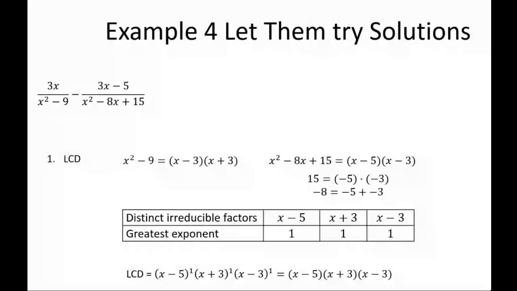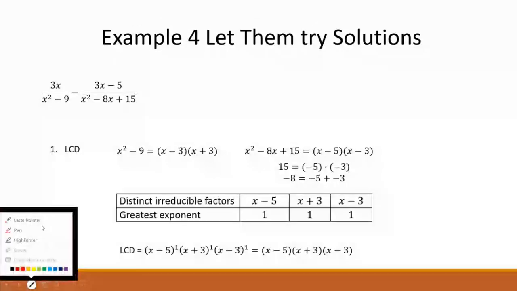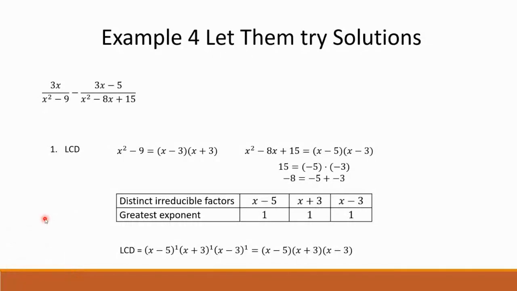So here we want to do this. Notice the denominators, they're not factored, right? What do we do then? Well, we have to factor these denominators, as you can see. So we have x squared minus 9. That's going to be x minus 3 times x plus 3. It's a difference of perfect squares. We have done that before.